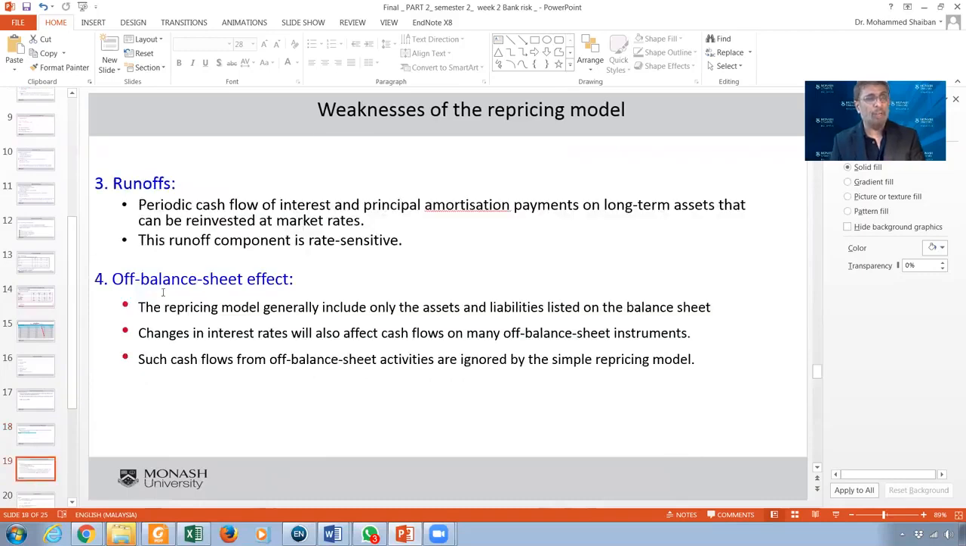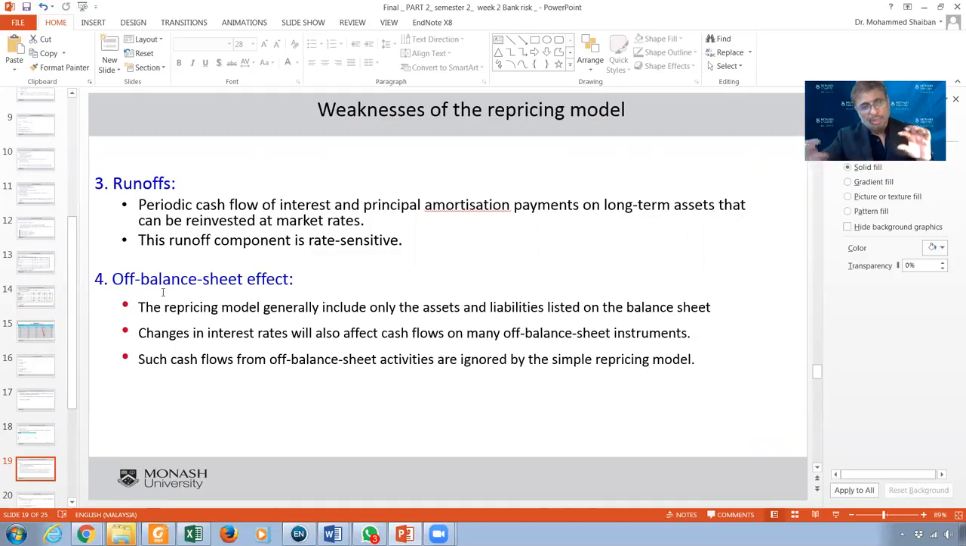Now the runoffs, which is problem number 3. We have payments during the time, and the repricing model doesn't take care of that. That can't be right, because when there is a payment on a loan that is for 3 years, according to the repricing model, I will put it under 3 years. But actually this loan is a car loan, for example, which means there is a payment every month.